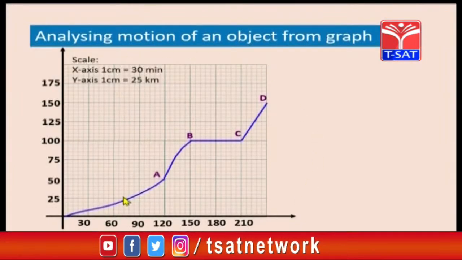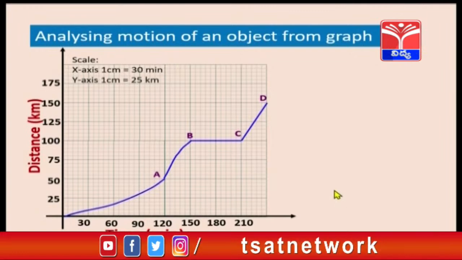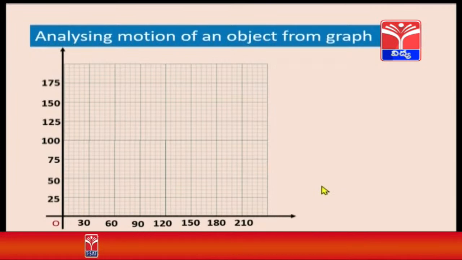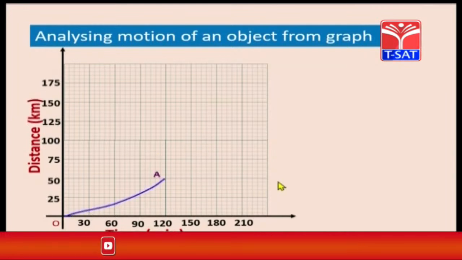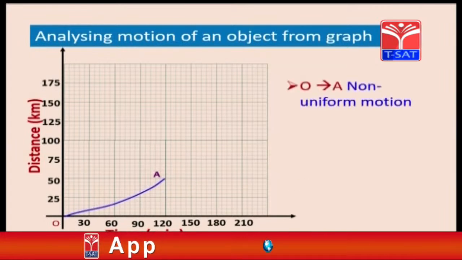Here the graph is given like this, and along the x-axis each unit is taken as 30 minutes, along the y-axis each unit is taken as 25 kilometers. Observe this graph and try to analyze it. How to analyze? Again I am drawing this graph, that is O to A. What is this? This is a curve. It's not a straight line, this is a curve. Means what? O to A is non-uniform motion.